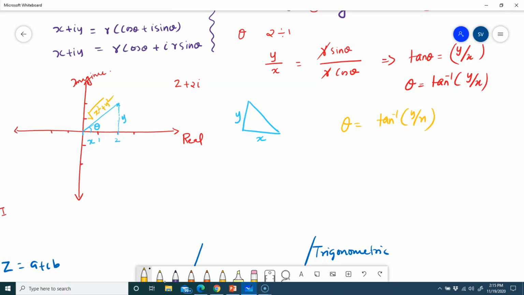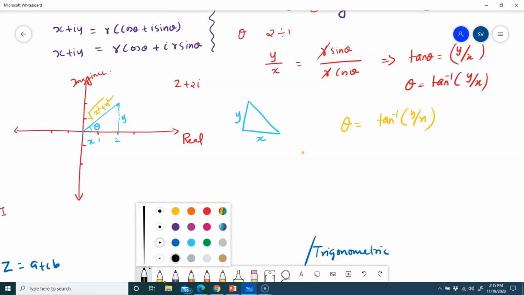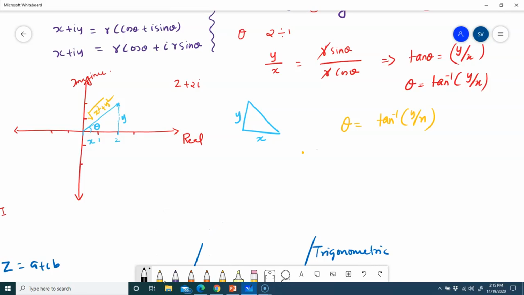And the next two points you have to remember for future problems. The peculiarity of that theta is that all theta values will differ by a multiple of 2 pi. So that is the first thing.